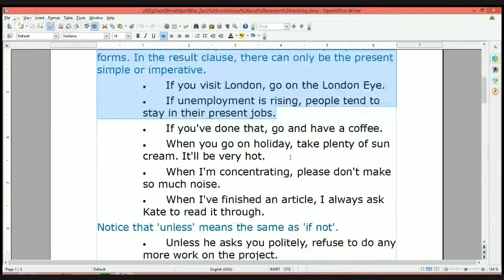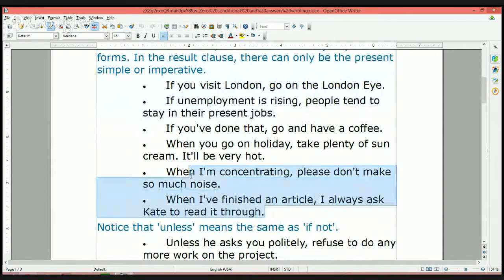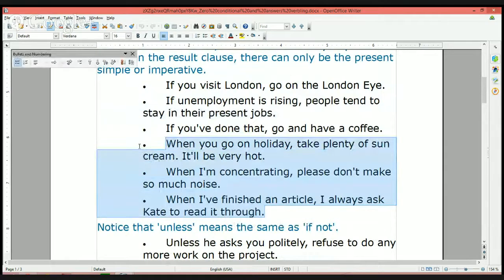Okay. Awesome. We just have a few more examples here. Paolo, can you read the others? These last three? Okay. When you go on holiday, take plenty of sun cream. It will be very hot. When I'm concentrating, please don't make so much noise. When I've finished an article, I always ask Kate to read it through.